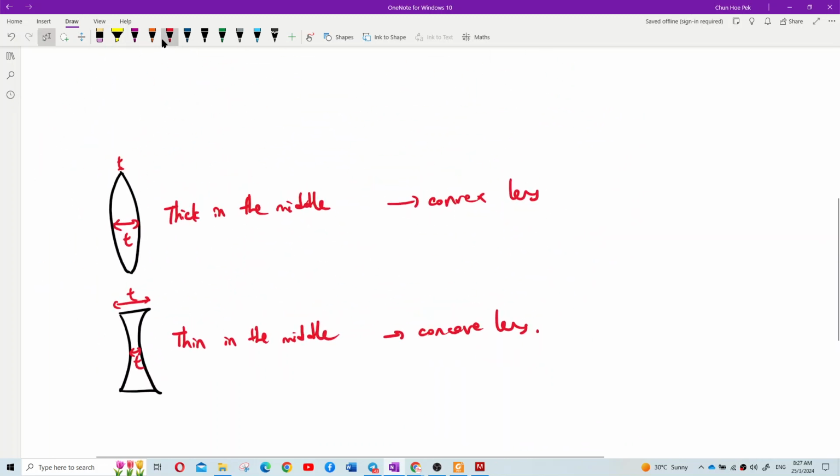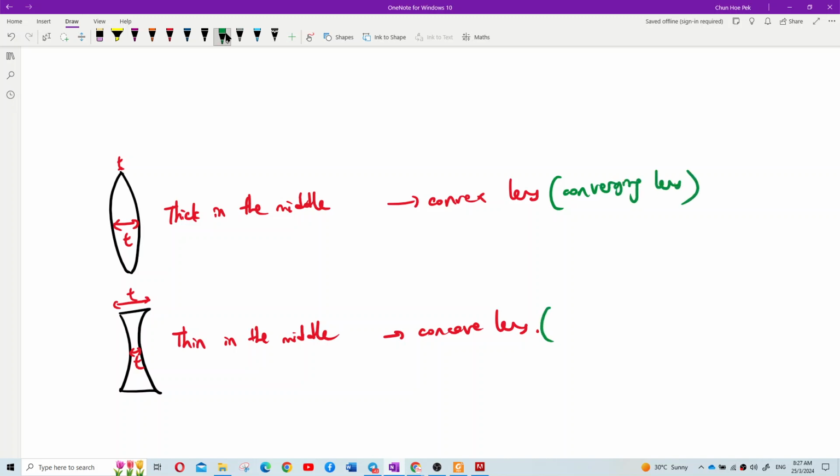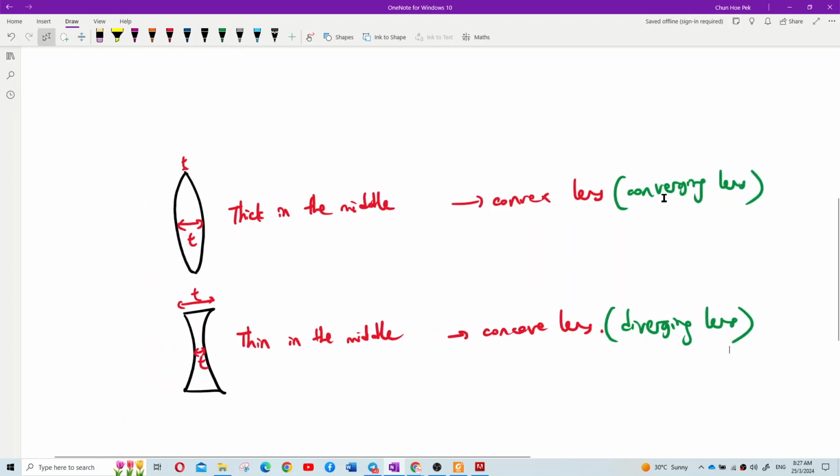One thing I want to tell you is that a convex lens is a converging lens, and a concave lens is a diverging lens. Converging means all the light that comes in will focus at the focal point. It can focus the light.